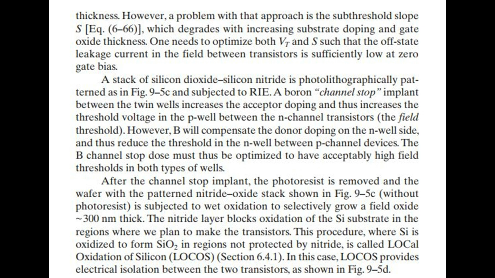One needs to optimize both threshold voltage and S such that the off-state leakage current in the field between transistors is sufficiently low at zero gate bias. A stack of silicon dioxide silicon nitride is photolithographically patterned as in Fig 9.5c and subjected to reactive ion etching. A boron channel stop implant between the twin wells increases the acceptor doping and thus increases the threshold voltage in the P well between the N-channel transistors, the field threshold.